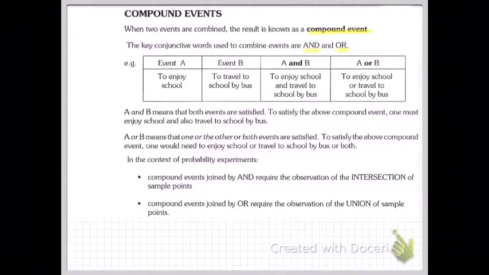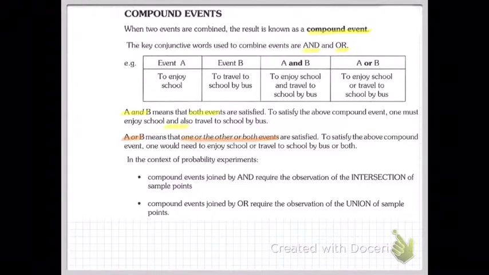We normally talk about combining events as saying A and B or A or B. In the table we had event A, which was someone who enjoys school, and event B is someone who travels to school by bus. A and B means that both of those are true for a person. That means that they must enjoy school and also travel to school by bus. A or B means one or the other or both events, and it's worth actually committing that phrase to memory. One or the other or both events are satisfied.